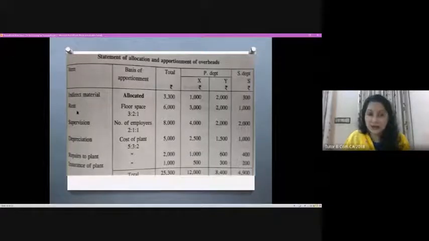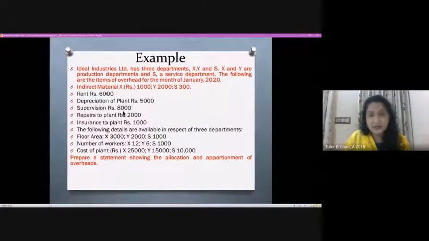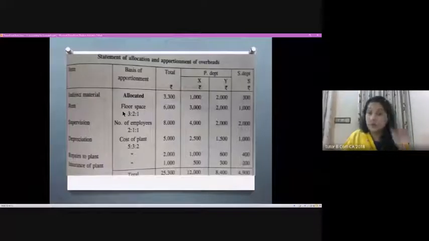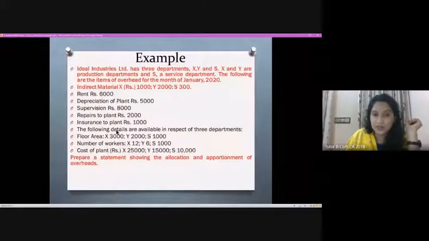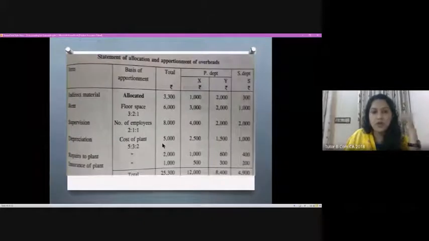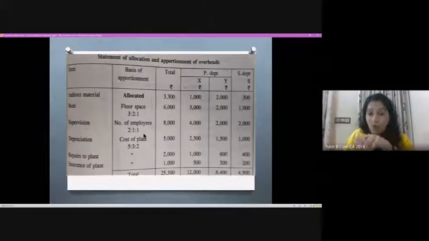Since it is rent, it is shared on the basis of floor space. Same as the way we had the supervision expense. So you can see 8,000 being collectively given. So what did we do? We know that for supervision, the basis of calculation would be the number of employees. So we made a proportionate allocation. The number of employees was given as 12, 6 and 10. No, 12. There is an error. I will correct it. So the ratio will be 2:1:1. Okay.